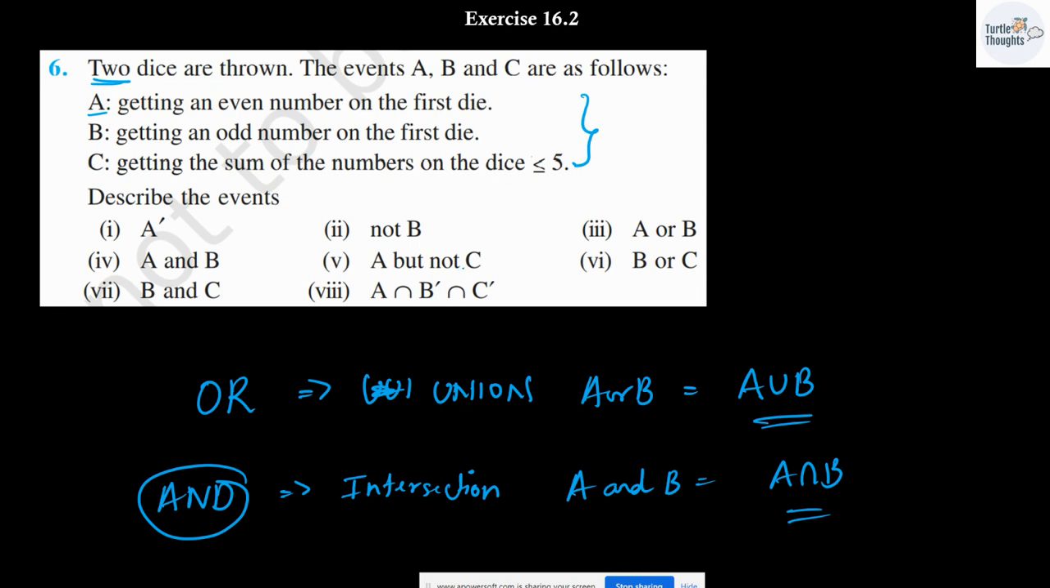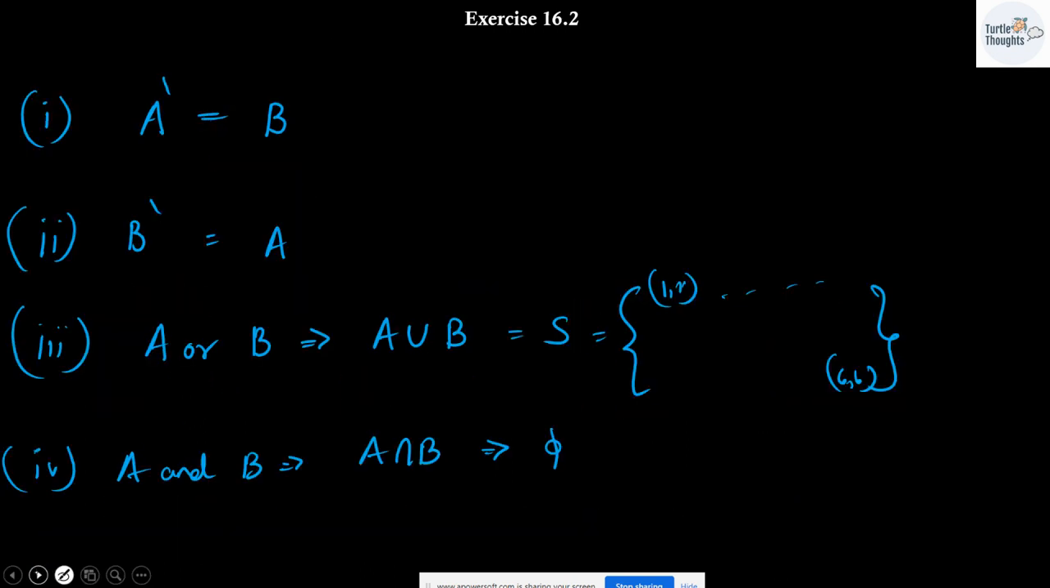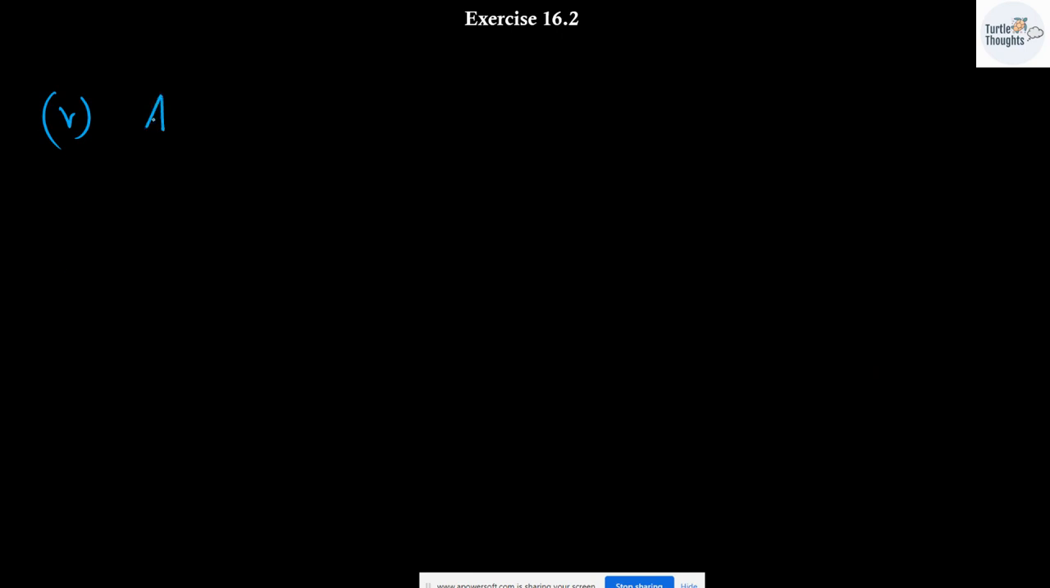A but not C. A but not C means all the elements which are in A but they are not in C. A minus C. This is nothing but A but not C. This is what it means. You can write down all the elements which are in A but which are not there in C. A minus C. Let me take the next one.